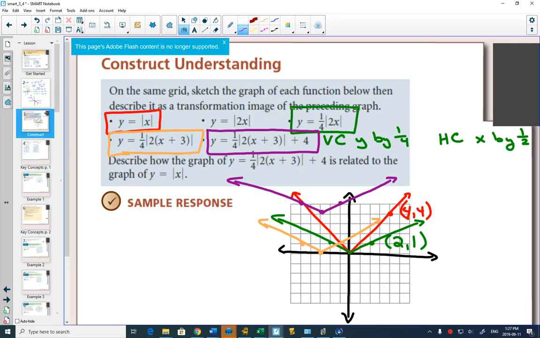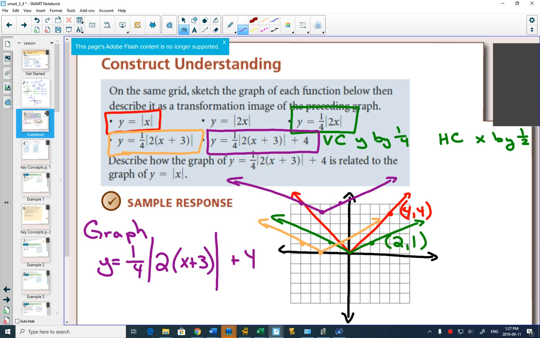Now the question is, if we are asked this right at the beginning, graph y equals 1/4 absolute value of 2 bracket x plus 3 bracket absolute value plus 4, right from the beginning, could we do it? Do we have to draw the green, the orange before we get to the purple? Or is there a way that we can just go from our original graph, which is the red one, right to the purple one, without having to graph little things in between? Okay? Yes, we're going to look at how we can do that.